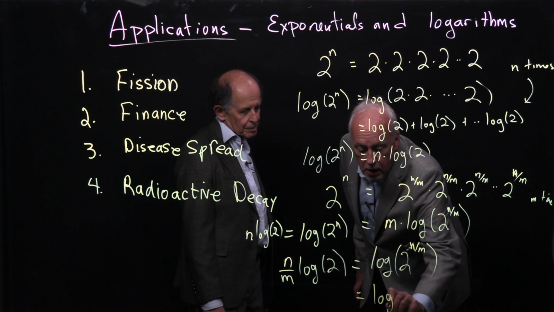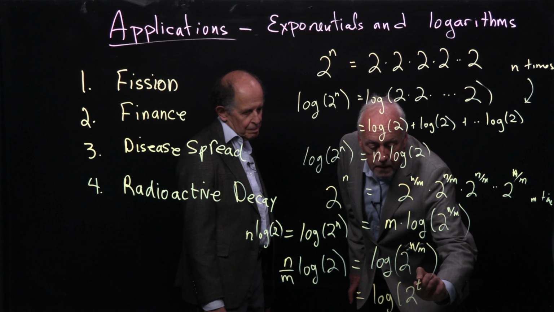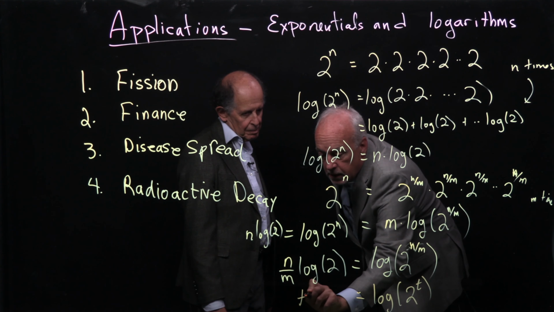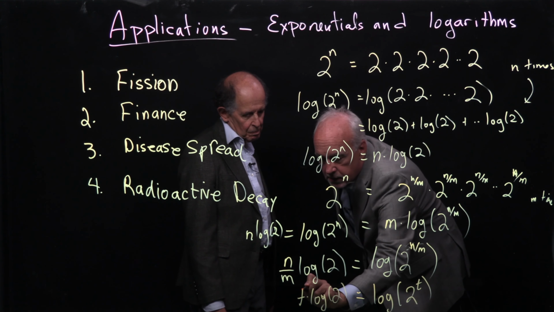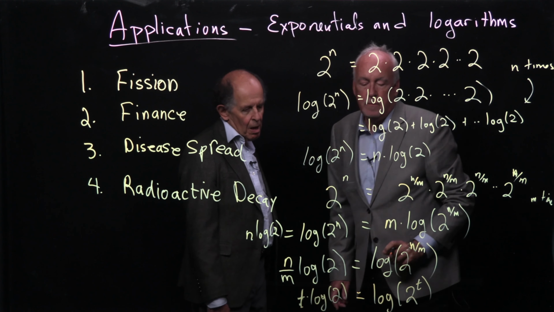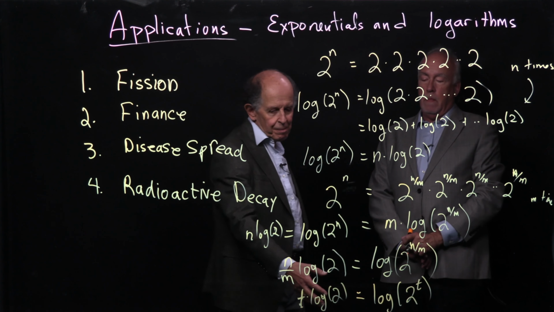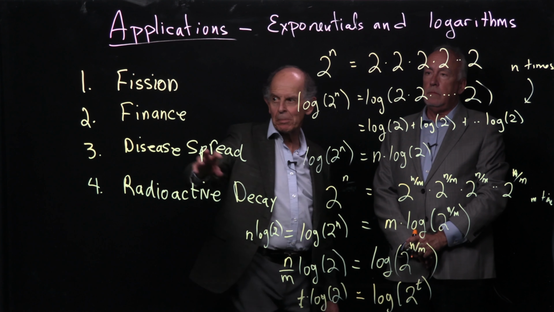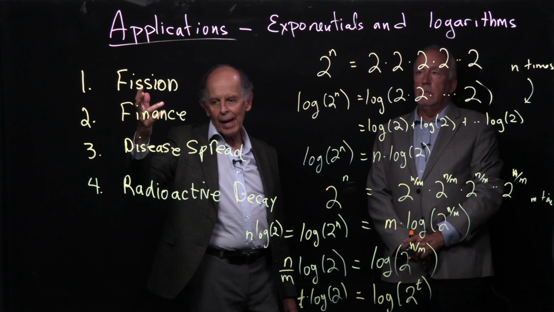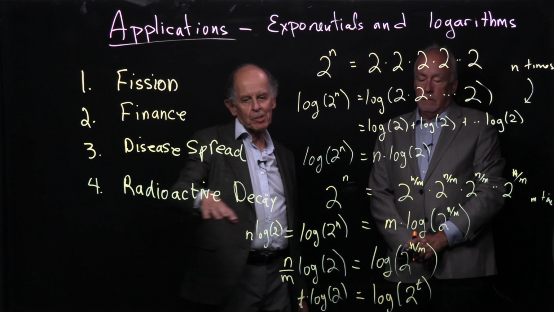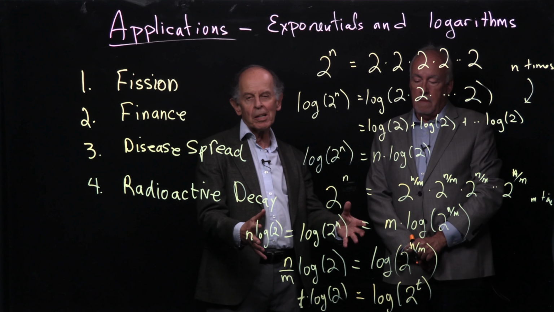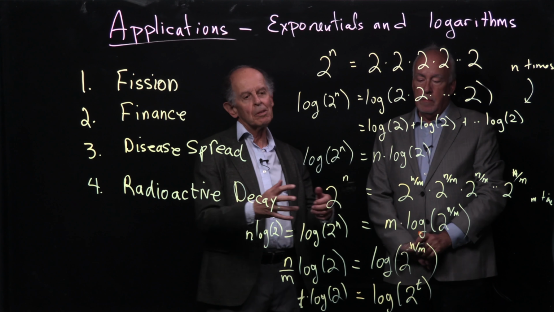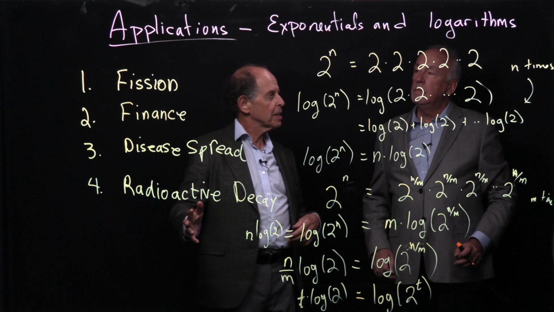So log of 2 to the power t is t times the log of 2. That's a very ugly looking t, but that is a t. Okay, so if this is a positive number, that's going to be growth. And if it's a negative number, it's going to be decay. And so now, how can we use this result to look at these growth and decay applications?